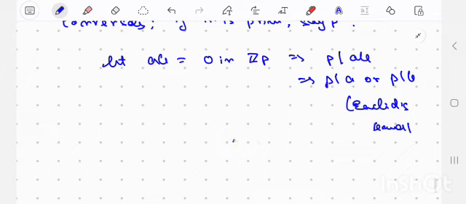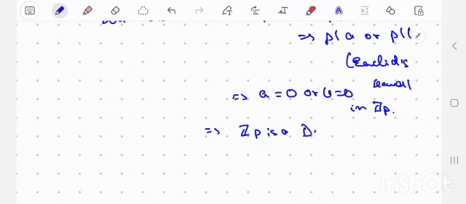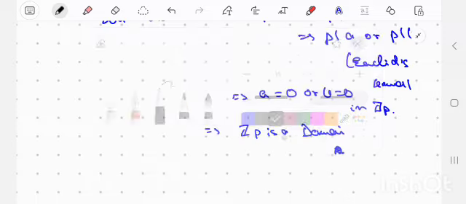Fine. But P divides AB, this means that A is equal to 0 or B is equal to 0 in Zp, which implies that Zp is a domain. Zp is a domain. Fine. Clear? Okay. Now a slight definition I had missed, I should write it here.